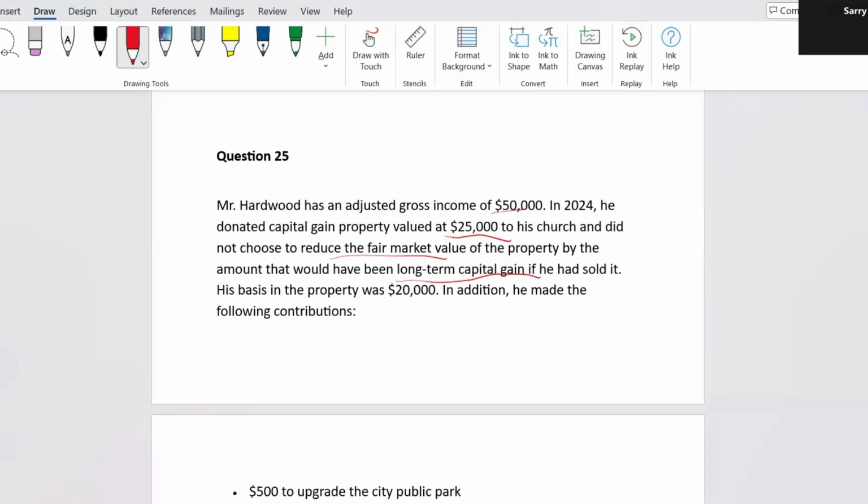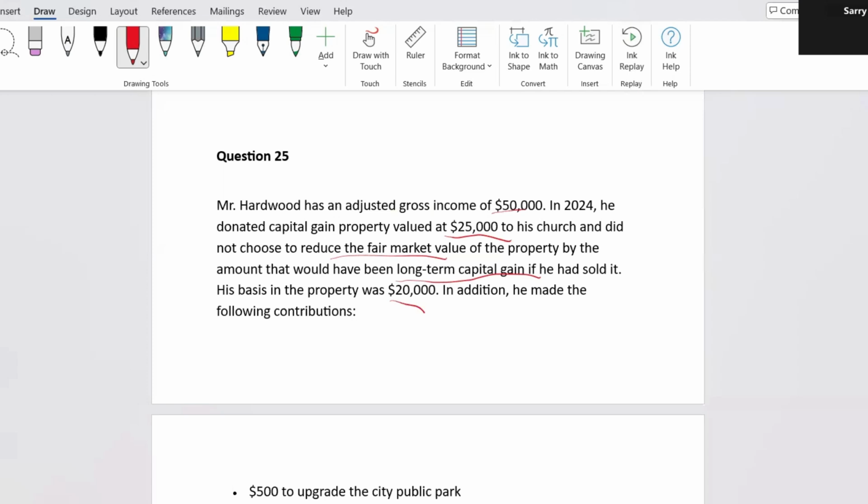So this client owned a property. It had a capital gain. The property was valued at $25,000. Instead of selling it, he donates it. His basis in the property was $20,000. He bought it for $20,000. He could sell it for $25,000, but instead he's going to donate it to his church.